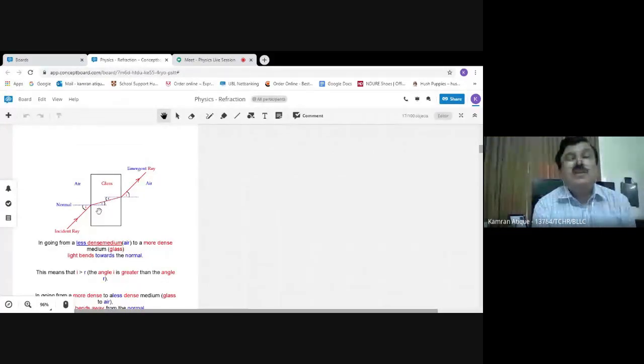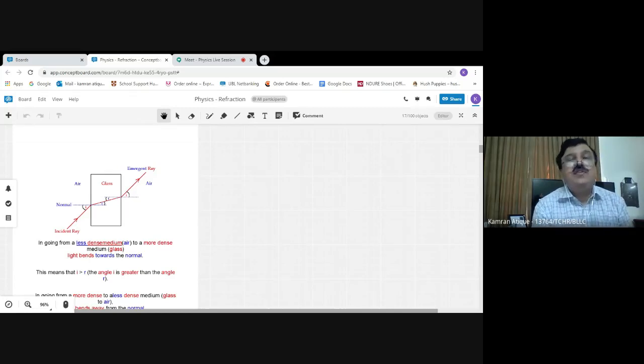And in this case, we can prove Snell's law too, by using different values of angle of incidence, tabulating them, and obtaining the different values of angle of refraction. We will form a table. The first column will be the number of observations. The second column will be the different chosen values of angle of incidence. The third column will be the corresponding angle of refraction.